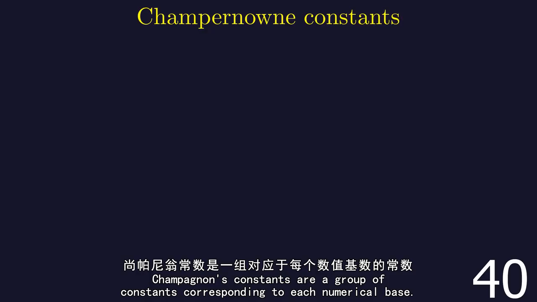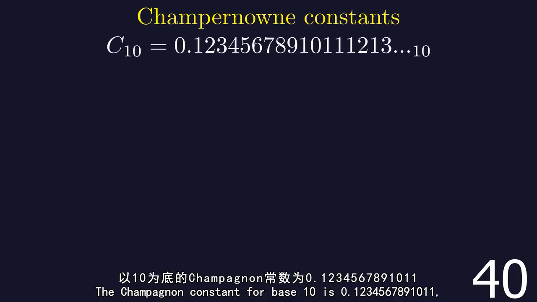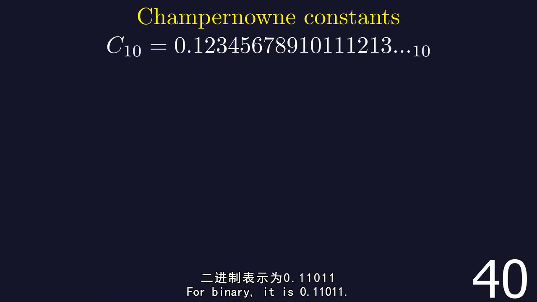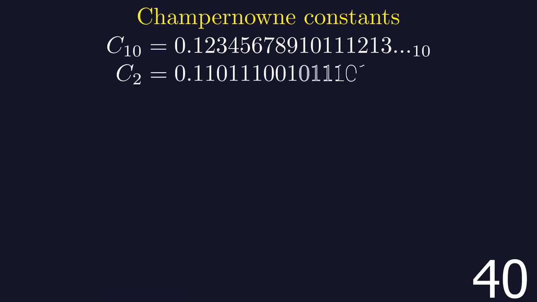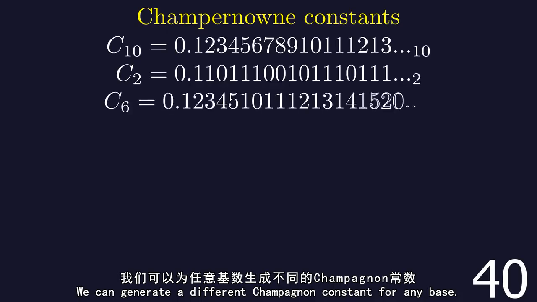Champernowne's constants are a group of constants corresponding to each numerical base. The Champernowne constant for base 10 is 0.1, 2, 3, 4, 5, 6, 7, 8, 9, 10, 11, and so on. For binary, it is 0.1, 1, 0, 1, 1, and so on. We can generate a different Champernowne constant for any base.